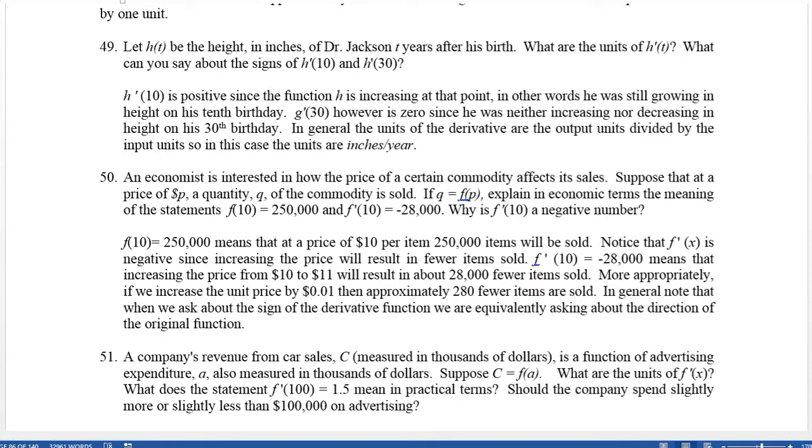Okay, let's try another one. A company's revenue from car sales, C, measured in thousands of dollars, is a function of advertising expenditure, A, which is also measured in thousands of dollars. Suppose C is some function of A, C equals f of A. What are the units of f prime of x? And what does the statement f prime of 100 equals 1.5 mean? Should the company spend slightly more or less than $100,000 on advertising?